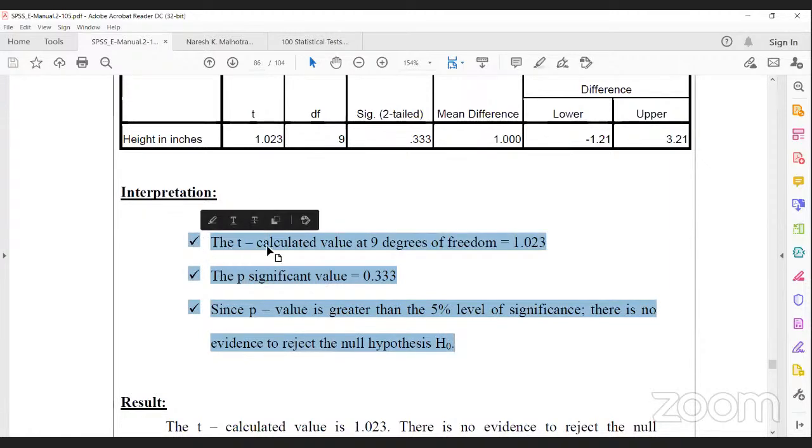Are you getting it? If it is less than 0.05, then we have evidence to reject the null hypothesis. One moment.